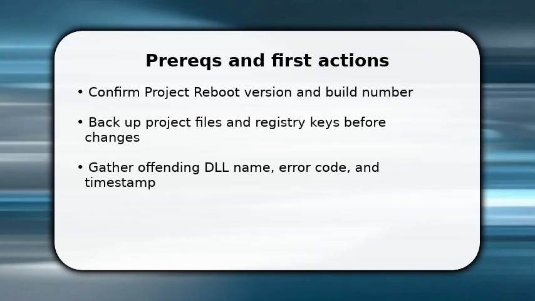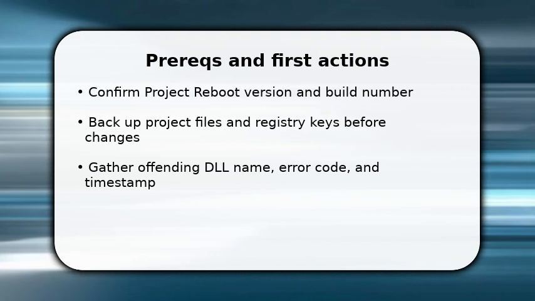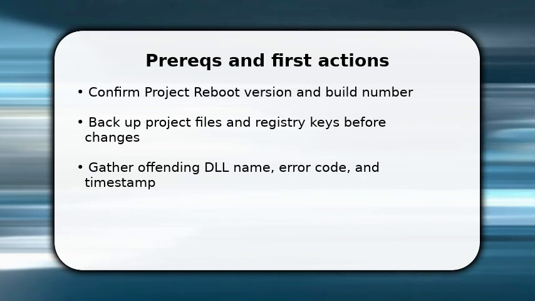You begin by verifying the project Reboot build and the exact DLL name causing the error. That matters because mismatched binaries break load paths. Once done, create a quick backup of the project folder and any related registry keys so you can roll back if needed. Next, capture the error message, code, and timestamp. These let you correlate logs.